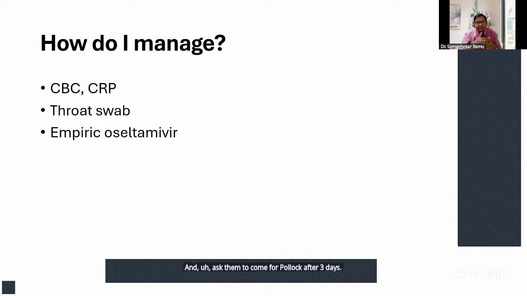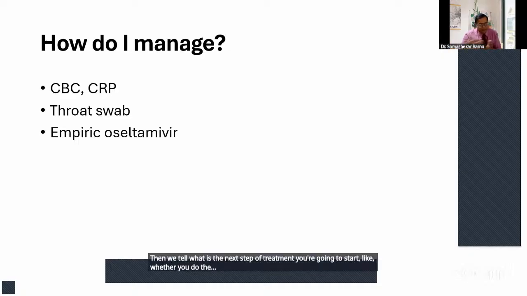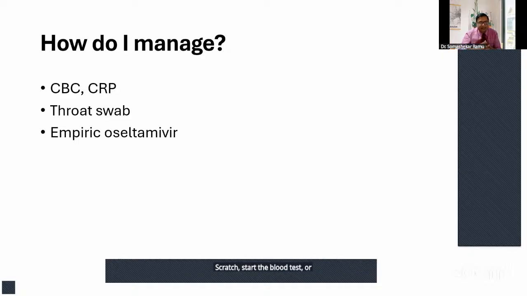Tell them about the dangerous and other warning signs to be addressed. Then we tell what is the next step of treatment you are going to start, like whether you do the swab test or the blood test, or you can start antibiotics based on the clinical examination, or if it requires, in an epidemic like this, we can start with the Oseltamivir.